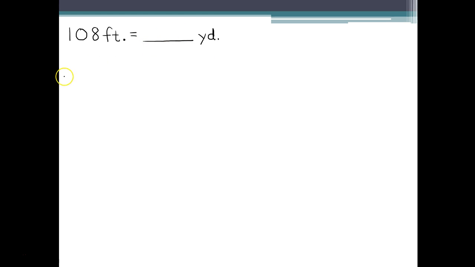Now, there's a couple of different methods you could do. You could look at whether you're going from a larger unit to a smaller unit or a smaller unit to a larger unit to decide whether you're going to multiply or divide. Larger to smaller means you multiply. Smaller to larger, you divide.